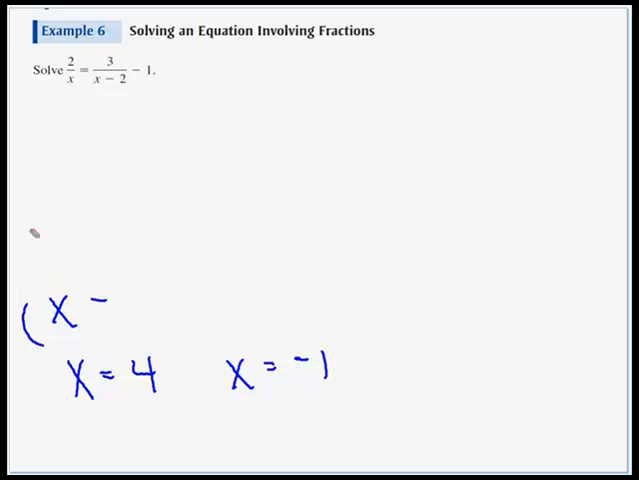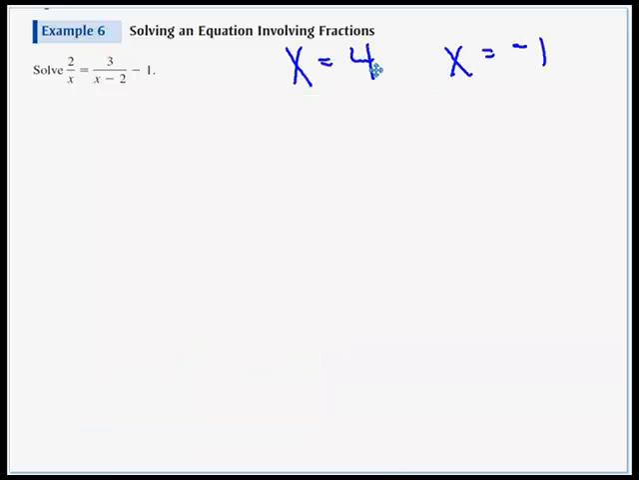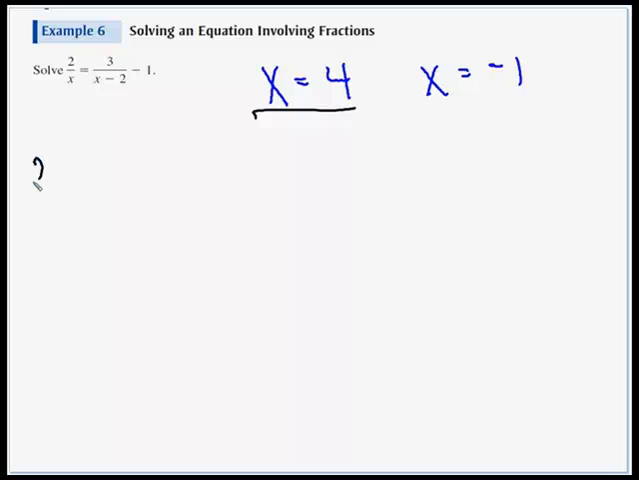It's quite a bit of work sometimes even solving the problem, but we do got to make sure we did not create an extraneous solution by multiplying by those variable quantities. So first, x is 4. This is going to be 2 over x, which is 2/4, equals 3 over x minus 2, which is 4 minus 2, minus 1. So the 2/4 reduces to a half.